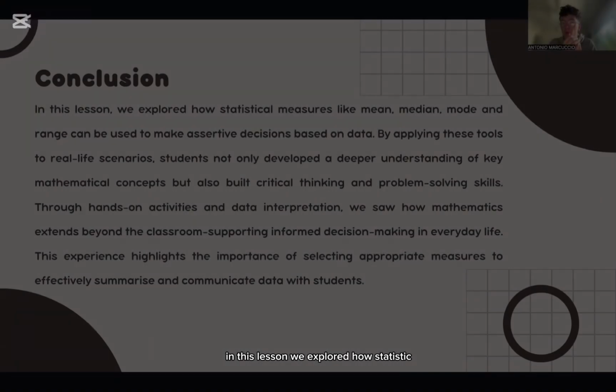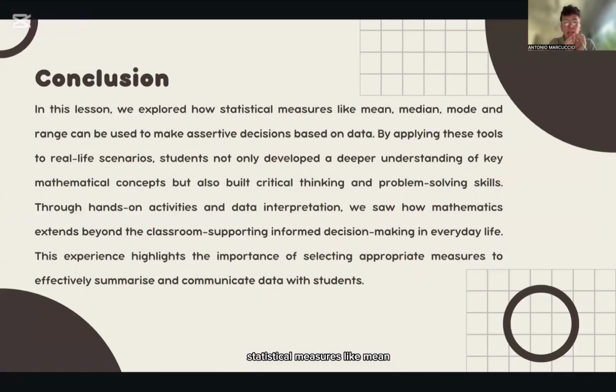In this lesson, we explored how statistical measures like mean, median, mode, and range can be used to make assertive decisions based on data. By applying these tools to real-life scenarios, students not only developed a deeper understanding of key mathematical concepts, but also built critical thinking and problem-solving skills. Through hands-on activities and data interpretation, we saw how mathematics extends beyond the classroom, supporting informed decision-making in everyday life. This experience highlights the importance of selecting appropriate measures to effectively summarize and communicate data with students.